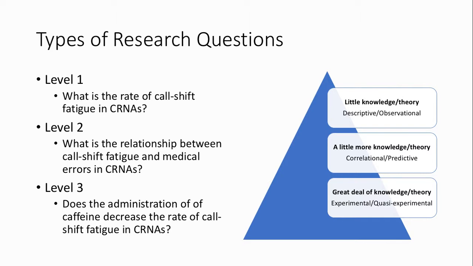And then a level 3 question, an example would be, does the administration of caffeine decrease the rate of call shift fatigue in CRNAs? So this may lend itself to a randomized controlled trial or some quasi-experimental design. And quasi-experimental just means that it's missing one or more of the true characteristics of a randomized controlled trial, which we will talk about in later lectures.